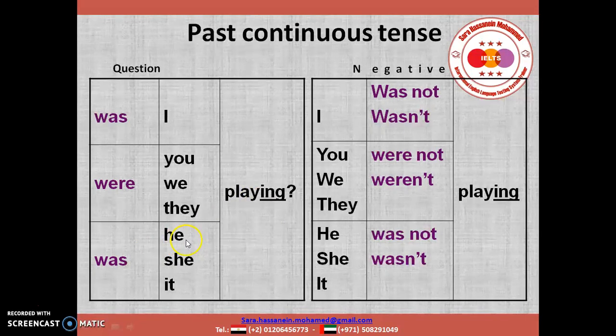Then you will answer me yes he was or no he wasn't, because if I start a question with verb to be, this is a yes or no question. The answer for this type of question is supposed to be yes or no. So if I asked you, was your teacher playing? If your teacher is a female, you will tell me yes she was or no she wasn't. Was your cat playing? And the answer is either yes it was or no it wasn't. This is for the yes or no question.